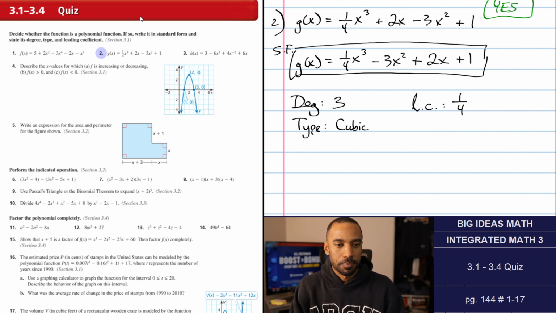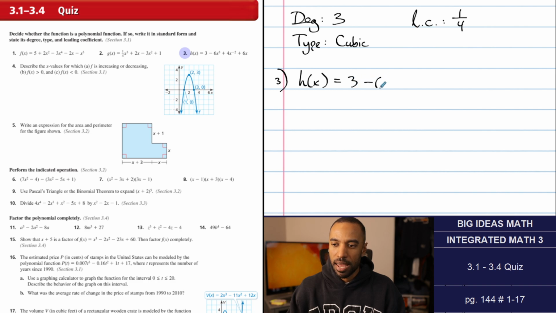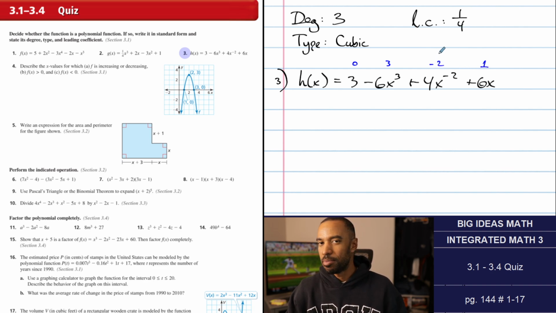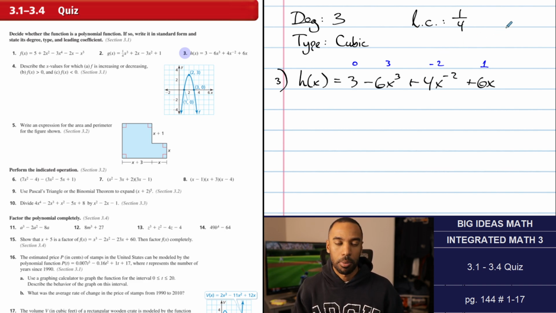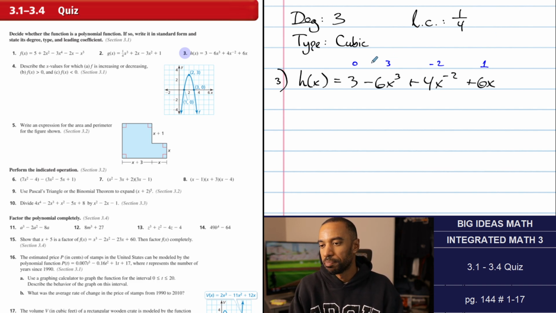Okay, number 3. H of x equals, we had F, we had G, now we have H. H of x equals 3 minus 6x cubed plus 4x to the negative second power plus 6x. Now we have a good monomial here of degree 0 and degree 3. This is degree -2, which, what does that mean? Remember, -2 may be an integer, but it's not a whole number by mathematical definition. And it's not that that part matters, it's that the degrees need to be 0 or positive whole numbers.